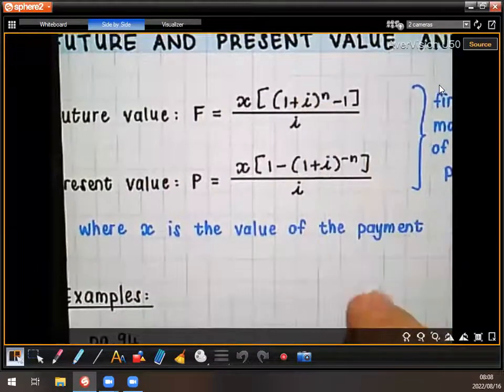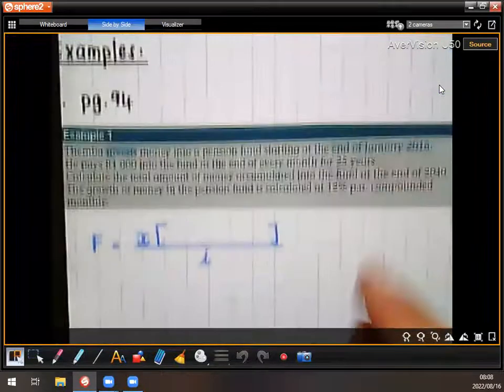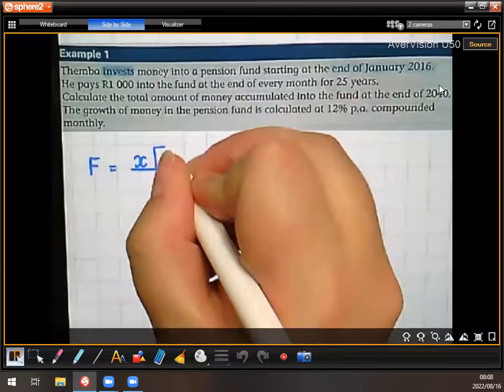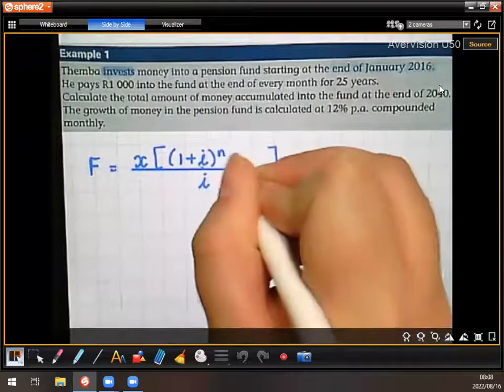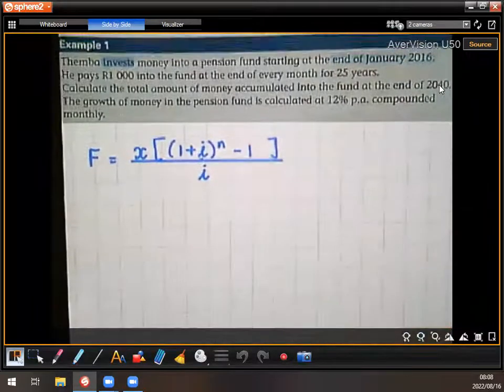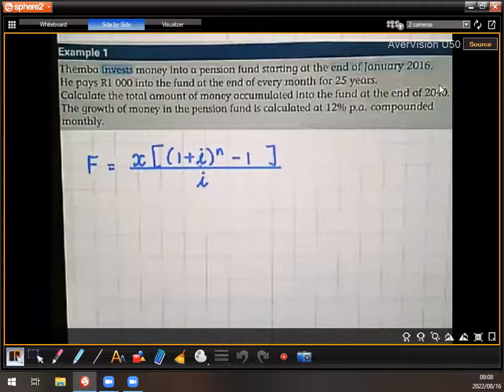See what I did? I did the present value one, I was just too confident. All right, my apologies. It's 1 plus i to the power of n minus 1. Sorry about that, guys.